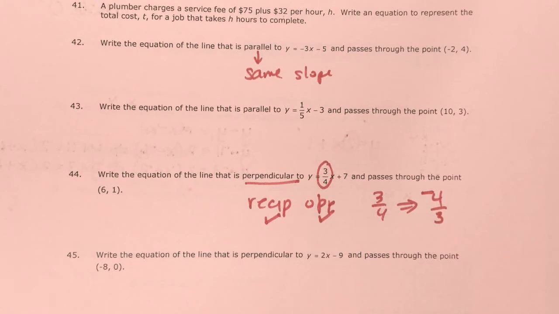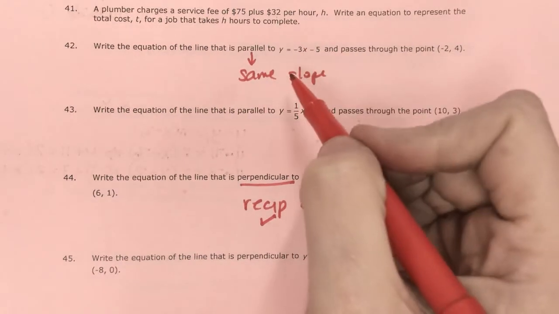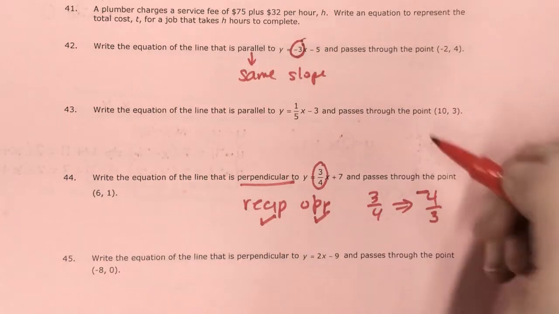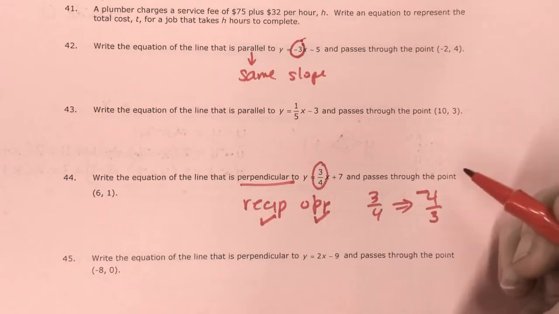A lot of times I'm seeing you guys, for this one, if it's parallel, the first thing I'm going to do is look for something that has the same slope. I'm going to look for the ones that have negative 3. If they don't have negative 3, I'm going to get rid of them. Okay?